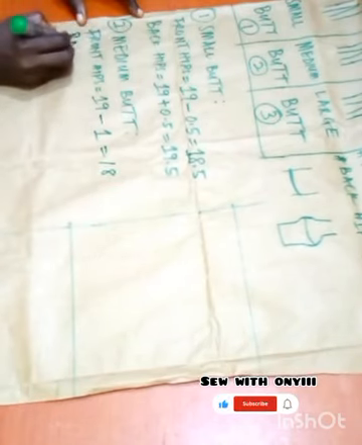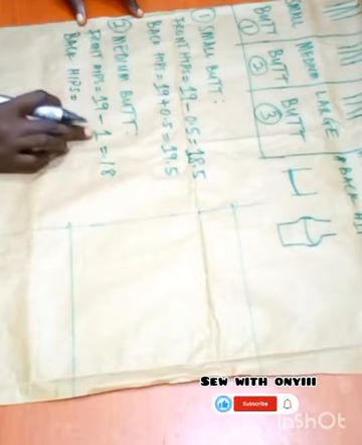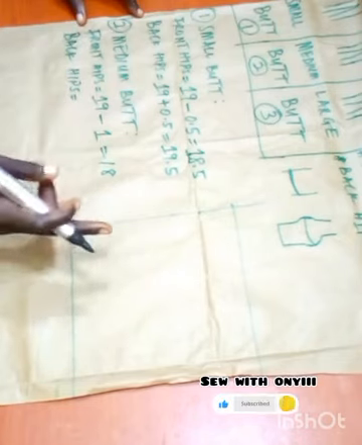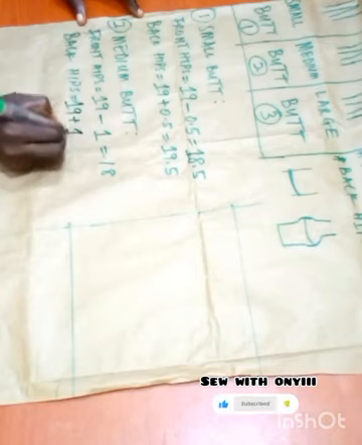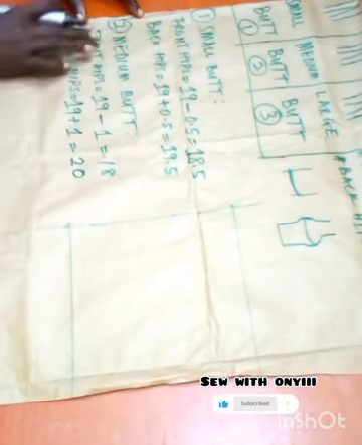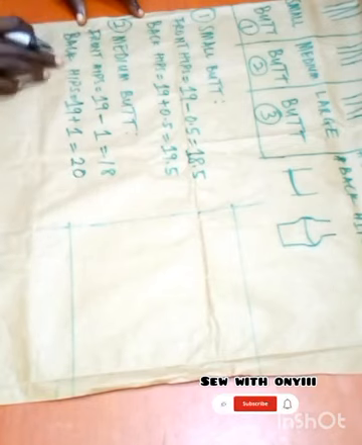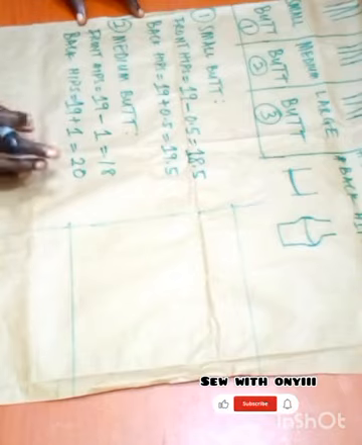And for the back hips, you add up what you subtracted from the front hips, you add it to the back hips. That is 19 plus 1. That makes it 20 inches for the back hips. Whatever you subtract from the front hips, you add it back to the back hips.